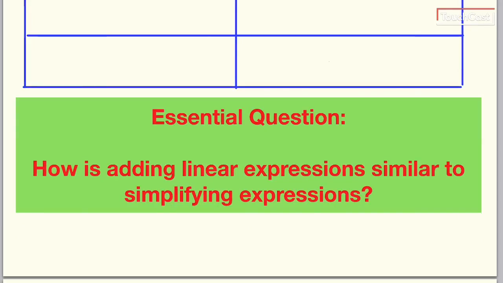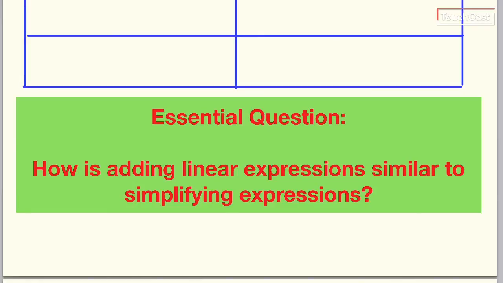Okay, and then the next thing is our essential question, and that is, how is adding linear expressions similar to simplifying expressions? So you've recently worked really hard on simplifying expressions, and now I want you to think throughout these lessons how, when we add linear expressions, how is that similar to what we've already done with simplifying expressions?